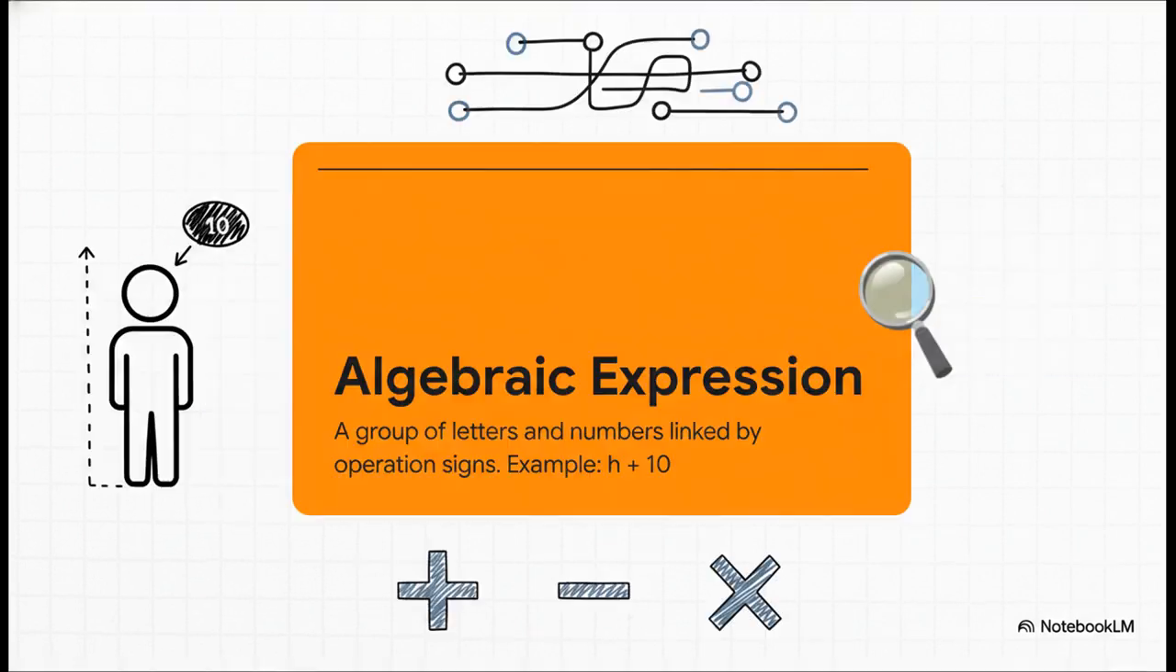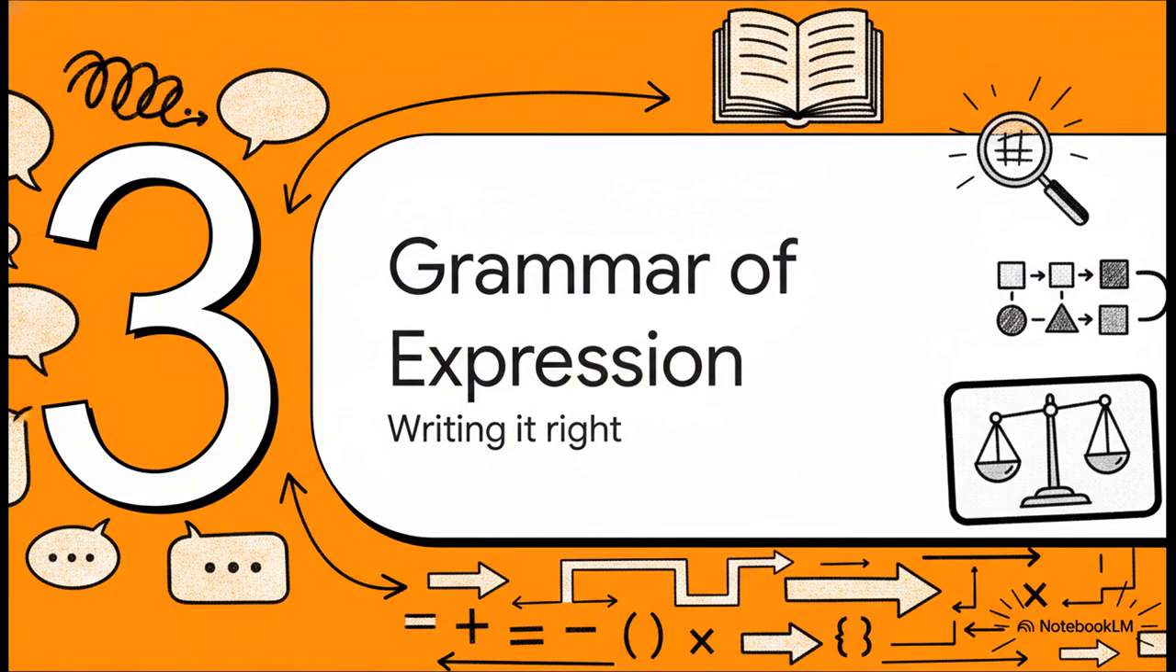So, once we have these variables, we can start building phrases with them. And in the language of algebra, we call these algebraic expressions. They're just a mix of our variables, some numbers, and operation signs like plus or minus. So for example, h plus 10. What could that mean? Well, it could represent a student who's 10 centimeters taller than the average height, h. See? It's like a little sentence. Okay, let's move on to Section 3, the grammar of an expression, or how to write algebra the right way.